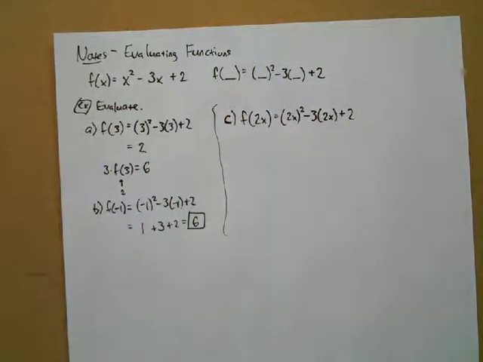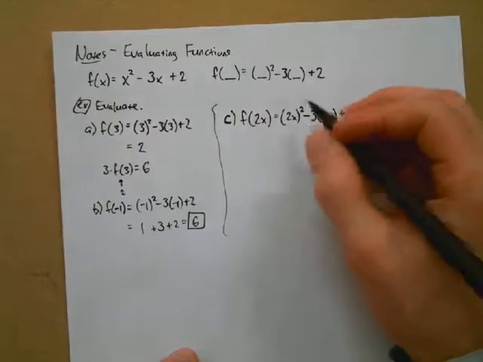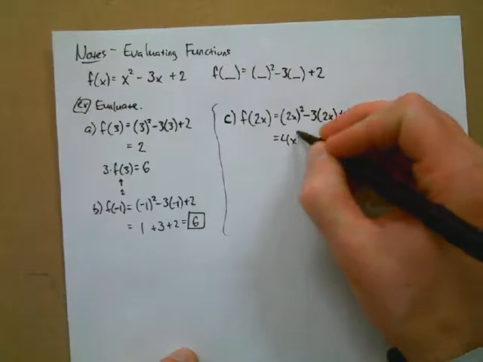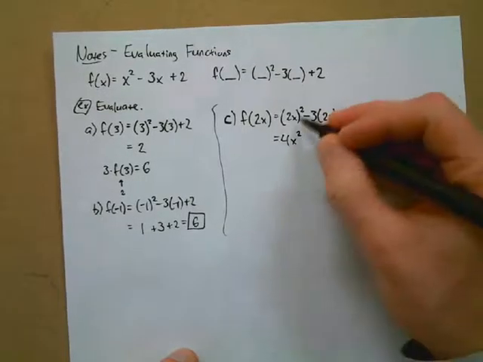Okay. And since we can simplify this some more, we should try and simplify it some more. So that 2x quantity squared, well, remember that's 2x times 2x, so we end up with 4x squared. Both the 2 and the x get squared there. And then minus 6x, and then plus 2.